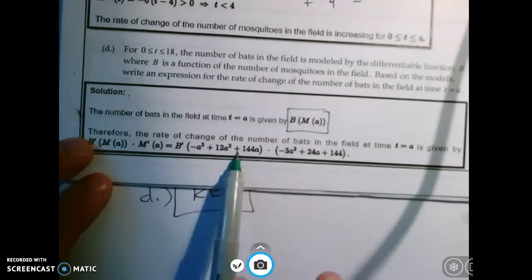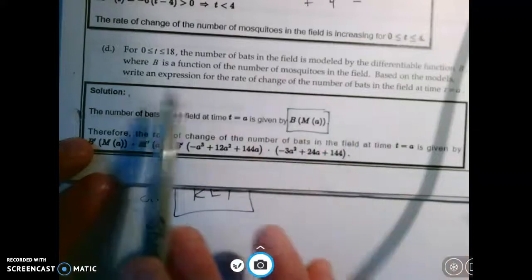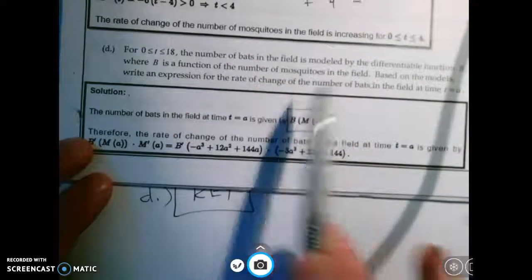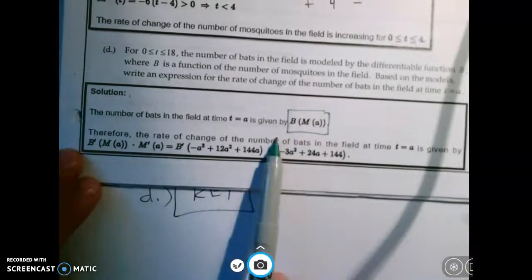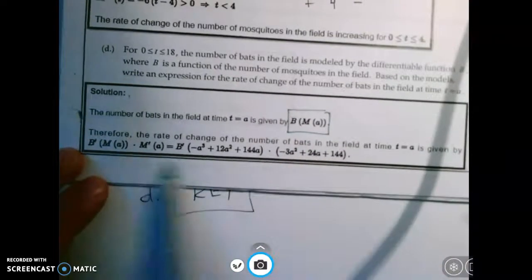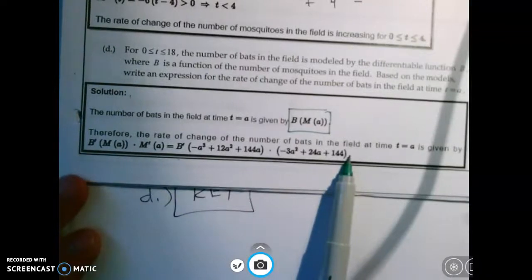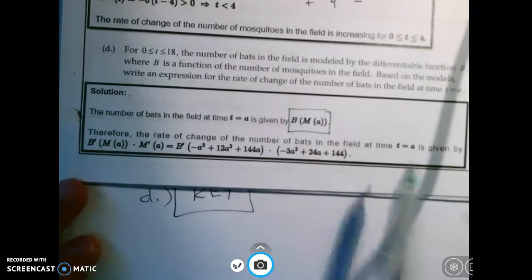And that's it. The question is, write an expression for the rate of change of the number of bats. Well, the rate of change of the number of bats is the derivative of this, and this is our solution. Do not go through this and multiply it through. There's nothing to be gained. That is your answer.